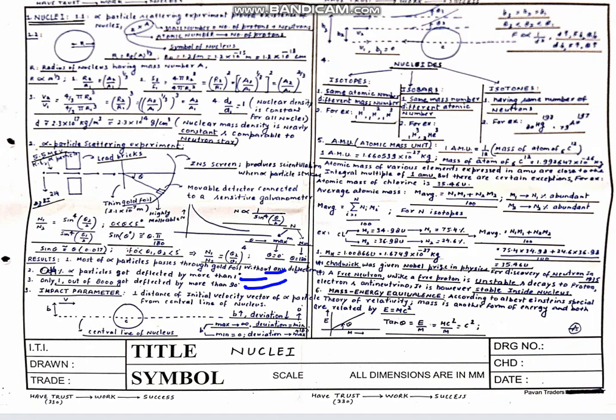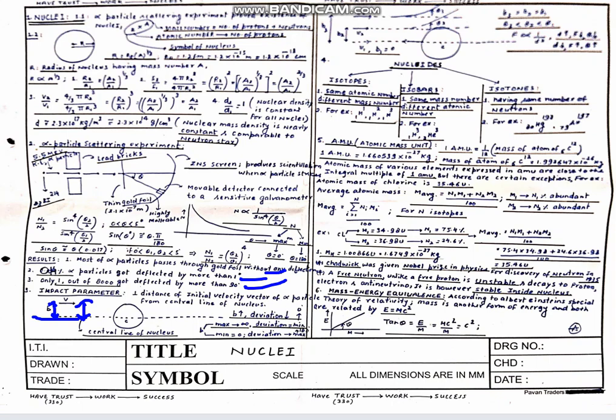Next is the concept of impact parameter, which is the initial perpendicular distance of the velocity vector from the center line of the nucleus. And we can say that the larger the impact parameter, the lesser is the deviation. When the impact parameter is maximum, the deviation is minimum, and when it is minimum the deviation is maximum. Obviously, the nearer it is to the nucleus, the more will be the electrostatic force and the more will be the deviation.